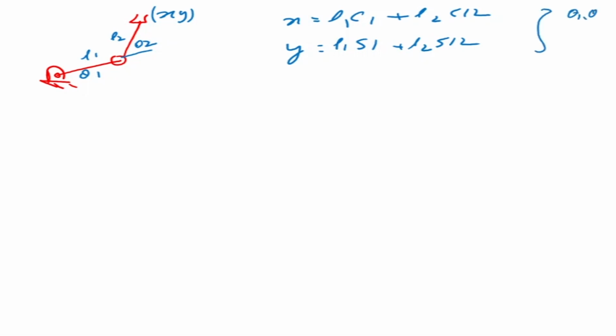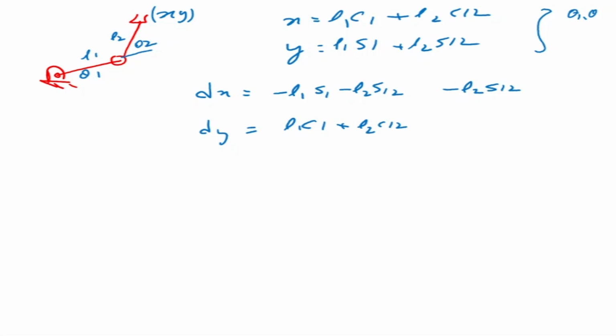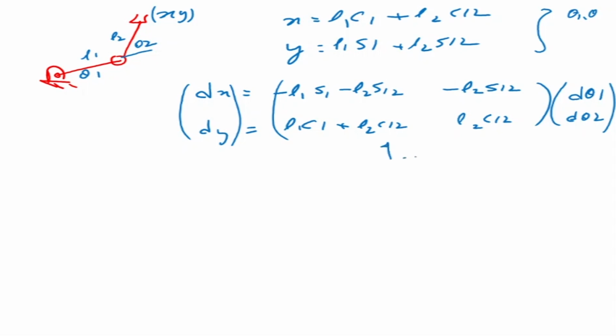So what we can do is take the partial derivatives of this and we get our dx is equal to minus L1 sin theta 1 minus L2 sin (theta 1 + theta 2), and minus L2 sin (theta 1 + theta 2). Then dy is equal to L1 cos theta 1 plus L2 cos (theta 1 + theta 2), and here it is L2 cos (theta 1 + theta 2). So in matrix form I can write it this way, with d theta 1 and d theta 2. Now this is called the Jacobian.